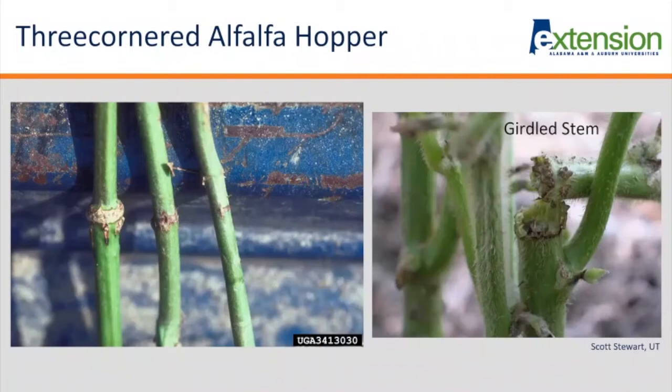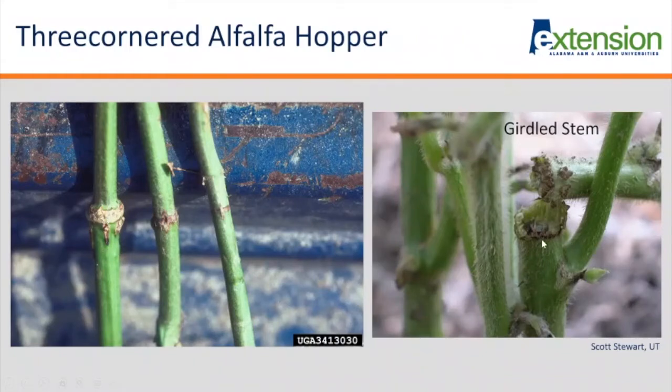So here's just some classic symptoms of what we see from three-cornered feeding in soybean fields. You see the girdling here. This big knot is caused by the adults or the immatures attaching themselves to the stem and working their way around, feeding, sucking juices from the stem, and it leaves this knot, which can reduce the movement of photosynthesis and things up and down the plant.